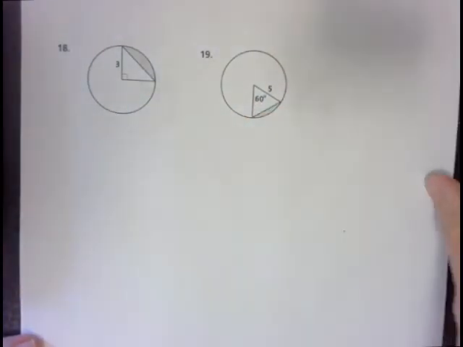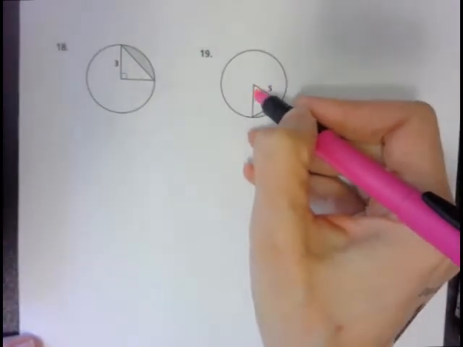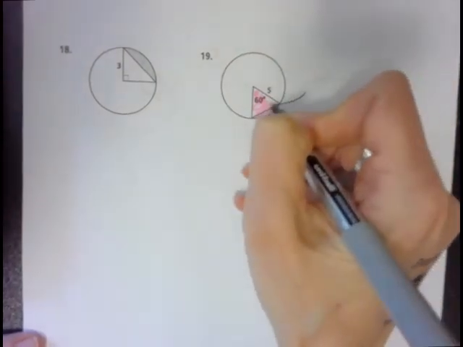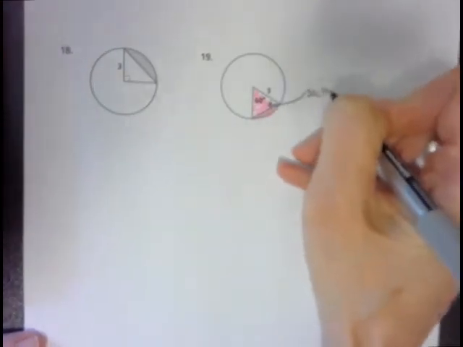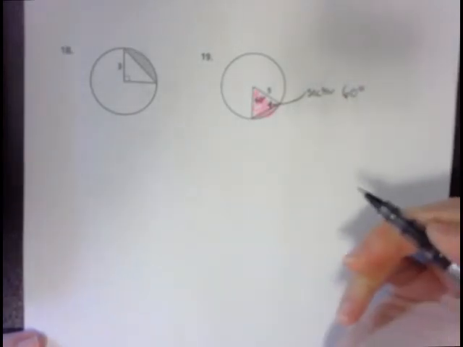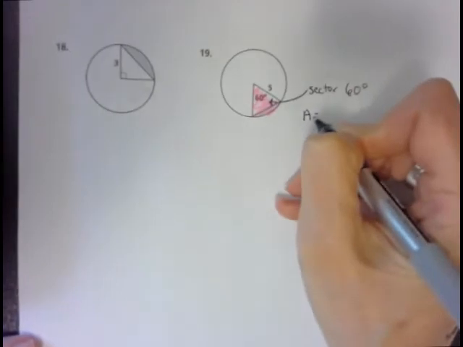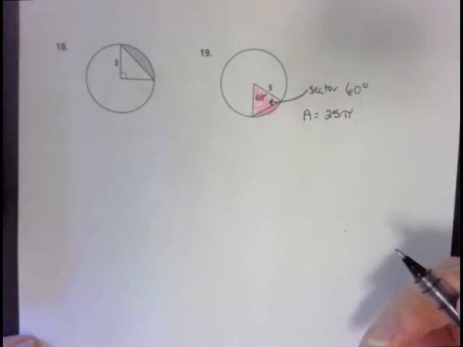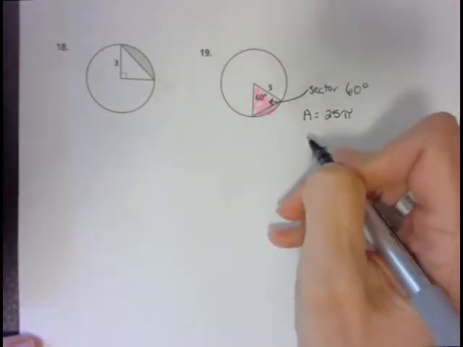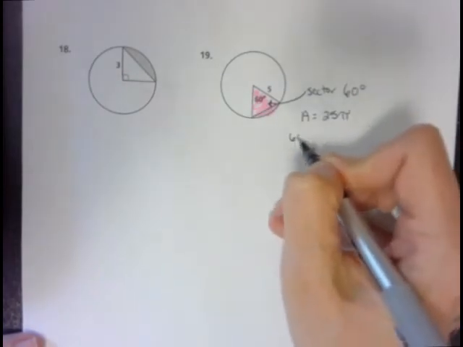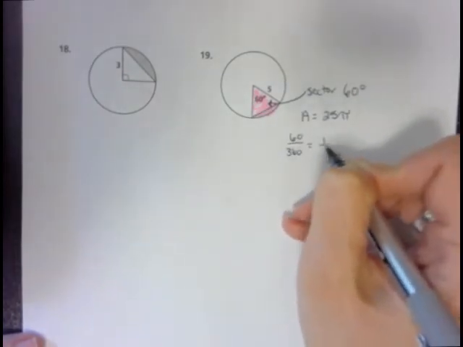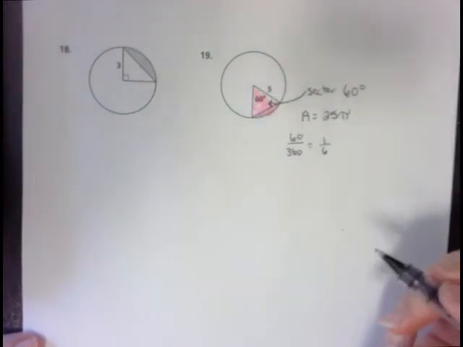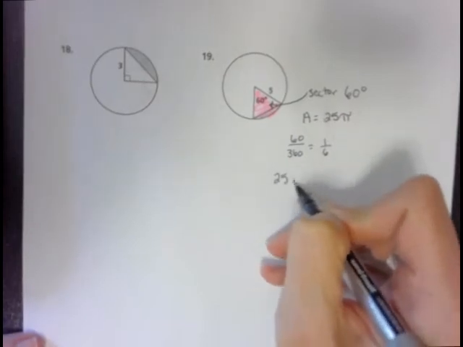With my pink, I'm going to draw the whole thing because we're going to get the sector. We have to try to figure out the sector with a 60-degree angle. I know that the area of the entire circle is 25 pi because it's pi r squared. The fraction of the circle is going to be 60 over 360, which is 1/6. So I have to take 1/6 of 25 pi.